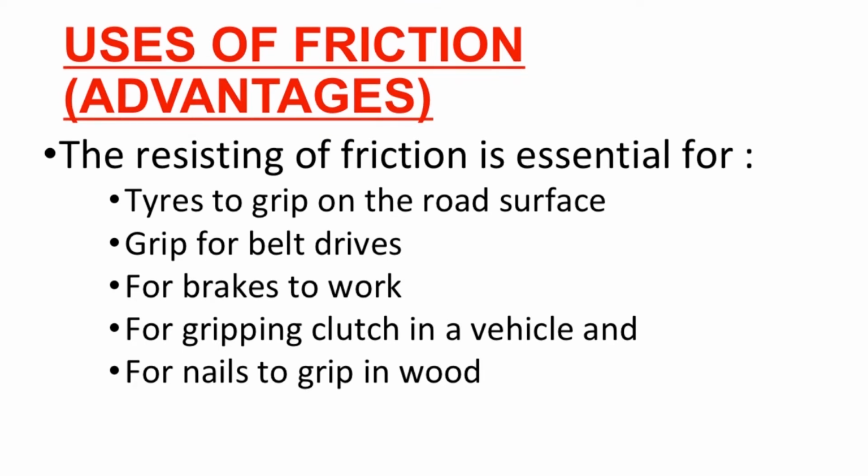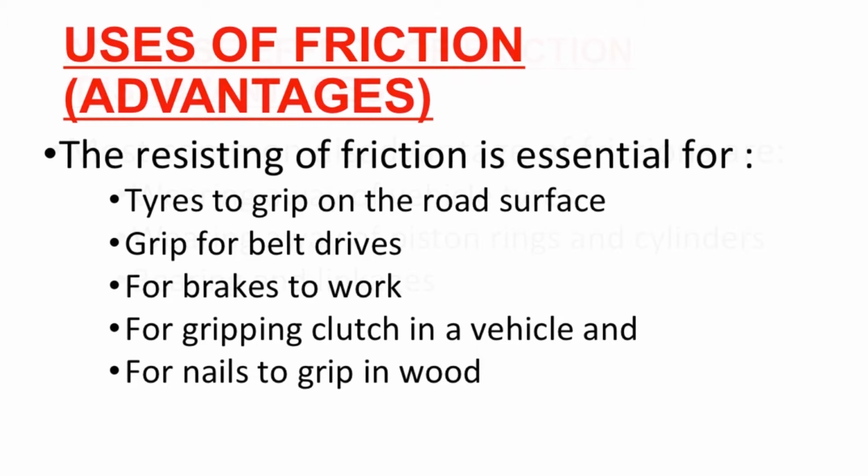First, let us look at the uses of friction, or rather, the advantages of friction. Now, the resisting friction is essential for these parts which are listed. For tires to grip on road surfaces, if you are moving with a vehicle, so that the vehicle will not slip away from the surface, we need friction for it to stay constant on that particular road surface. For a grip in belt drives, for example in a vehicle engine, we have what we call a fan belt. For that fan belt to operate without any slipping, friction should be there. For brakes to work, if you apply brakes in your vehicle, for that vehicle to come to rest or to slow down, friction must be there.